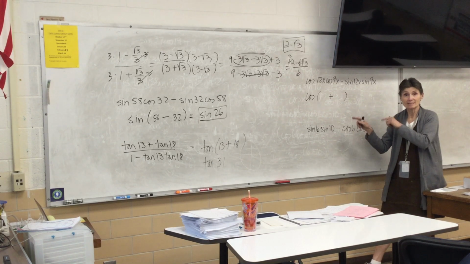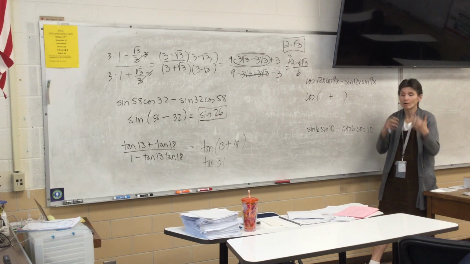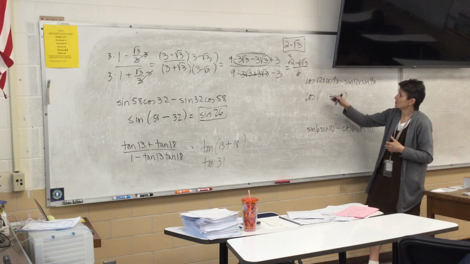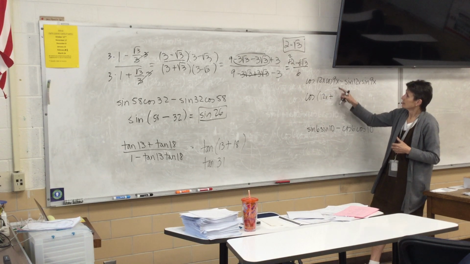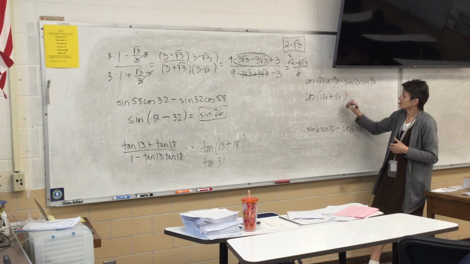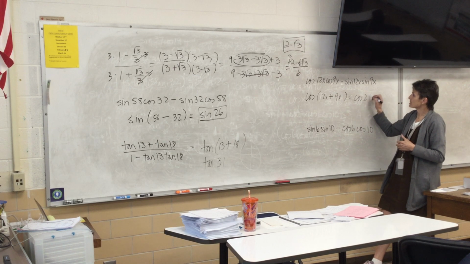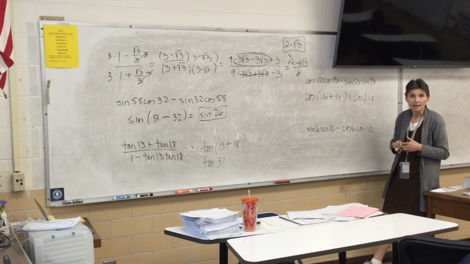Cosine, cosine minus sine, sine. Look at the paper. Get it right off the paper. Your u is 12x. Your v is 9x. So this is a formula for the cosine of 21x.